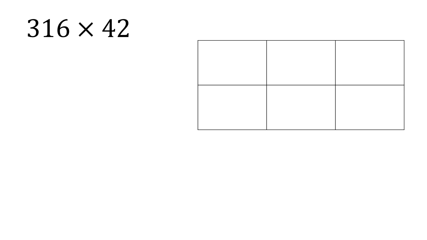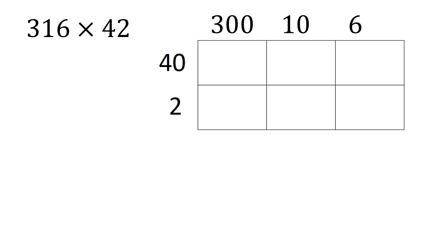Above the grid, we will place the values of each digit for 316, so that would be 300, 10, and 6 ones. To the left of the grid, we'll do the same thing with the number 42, giving us 40 and 2 along the left-hand side. Now we're ready to multiply the two numbers together by forming partial products inside each cell of this particular grid. So I'm going to start by taking 40 times 300.